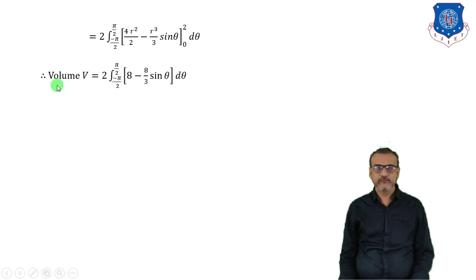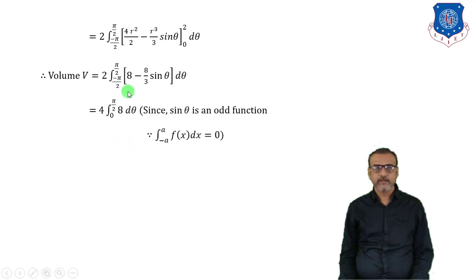Now the volume V equals, this 2 will be as it is, integration from minus pi by 2 to plus pi by 2. Now replacing r by 2, 2 square is 4, 4 into 4 is 16, and 16 divided by 2 is 8. Then after this minus sign, 2 raised to 3 is 8, so 8 by 3 into sin theta, and then for the lower limit 0, these two terms will become 0, and d theta will be as it is. Now you can see that we will apply this integration on these two functions: one is on 8 and the other is on 8 by 3 sin theta.